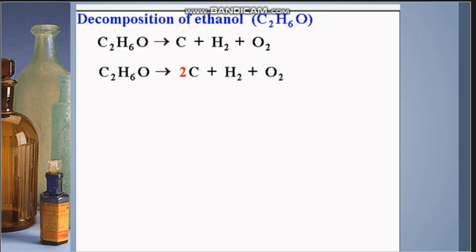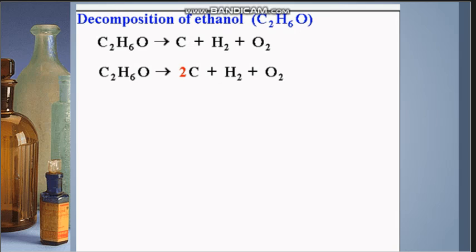So I can't add, remove, or edit subscripts. But I can put numbers to the left of the elements or compounds in a chemical equation, and that's what I've done here. Put a 2 to the left of C to balance the carbon atoms. All right, now let's look at the hydrogen atoms. There are 6 hydrogen atoms on the reactant side and only 2 on the product side.